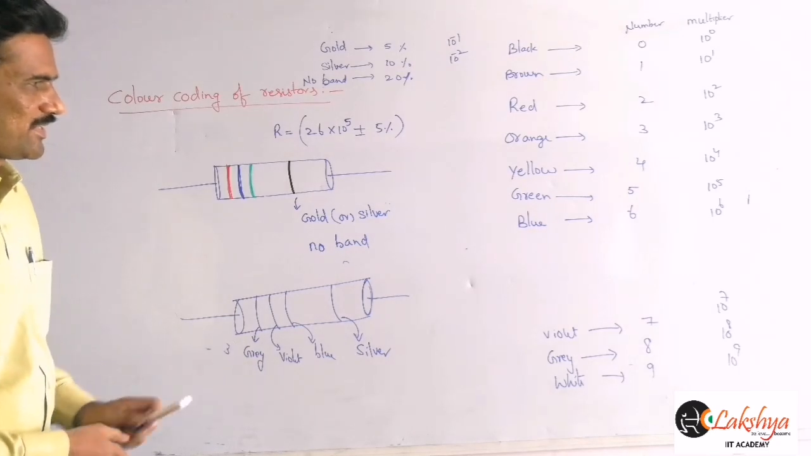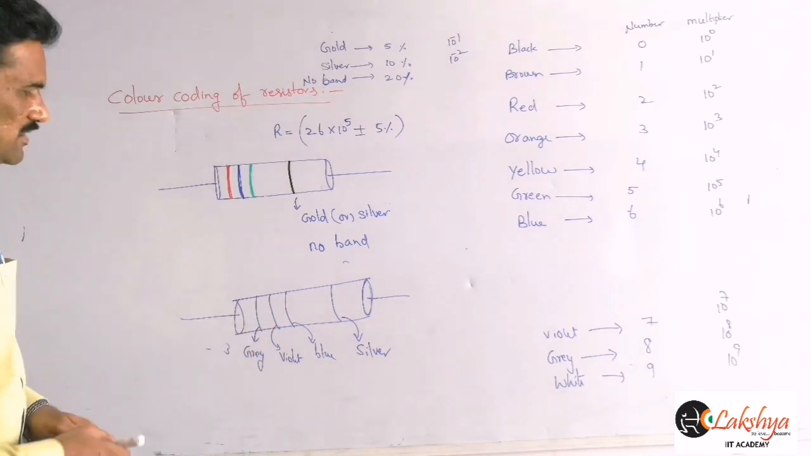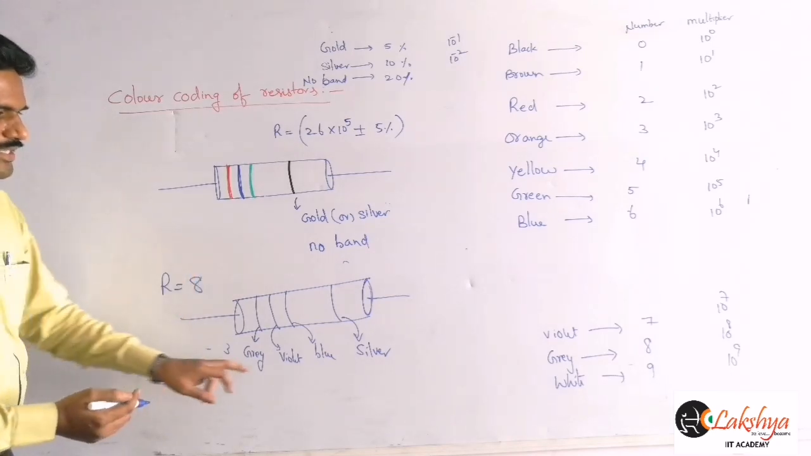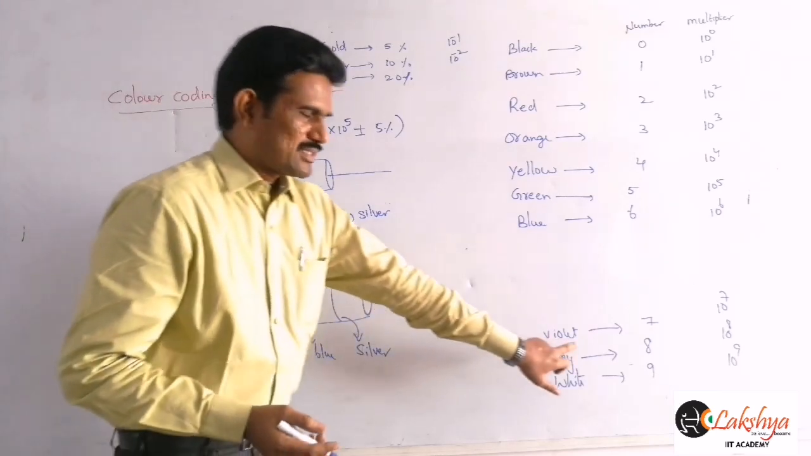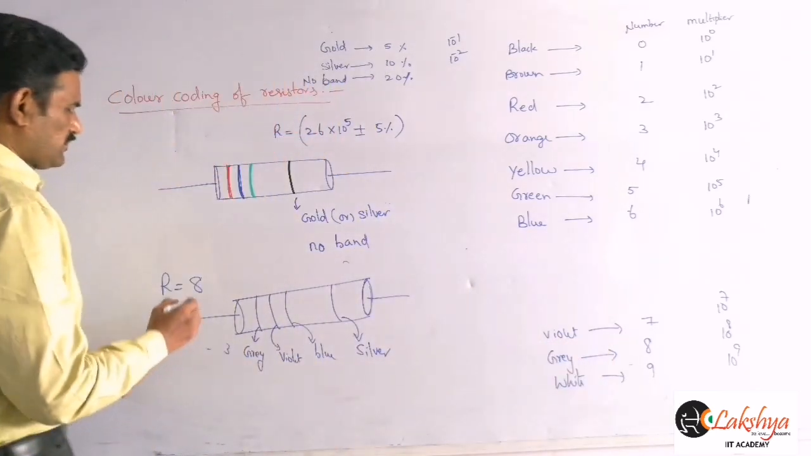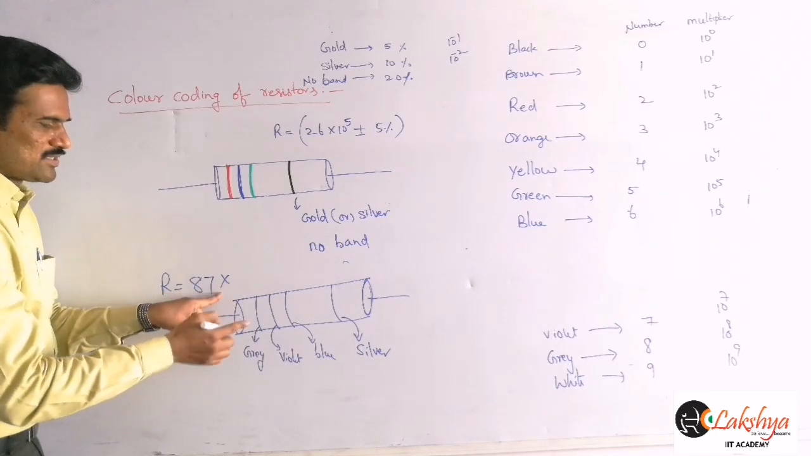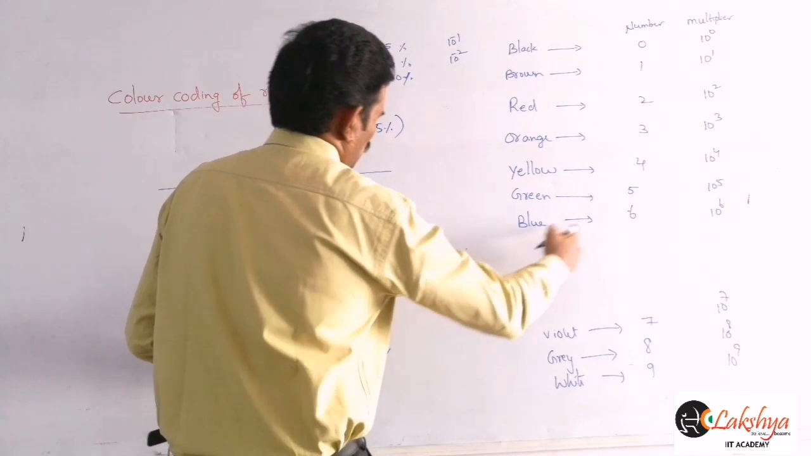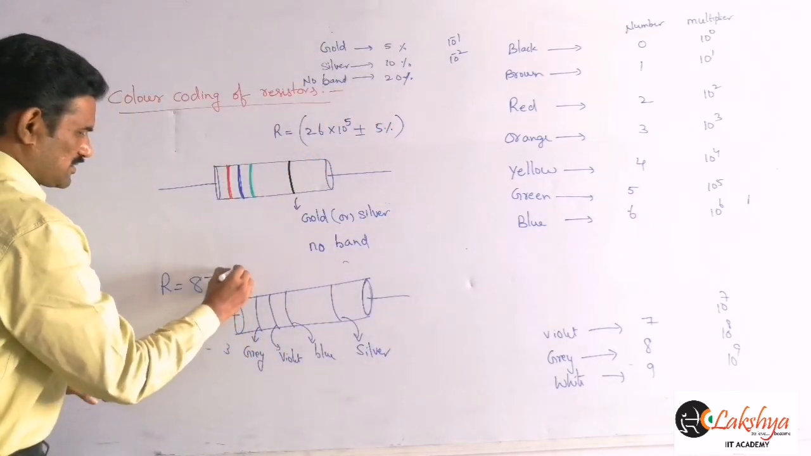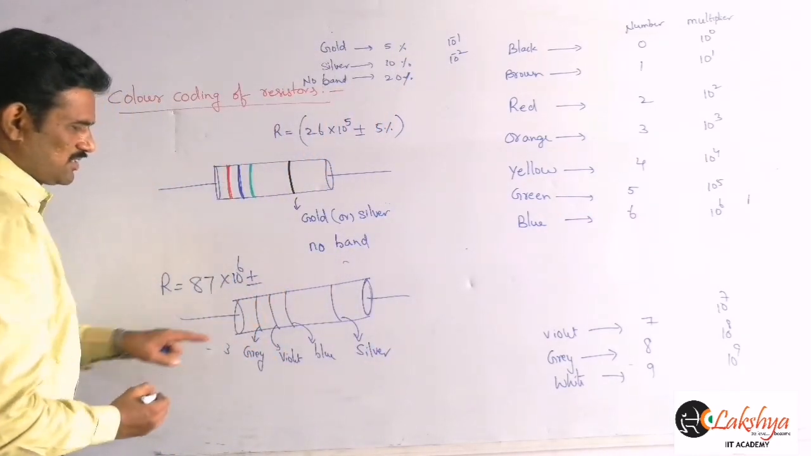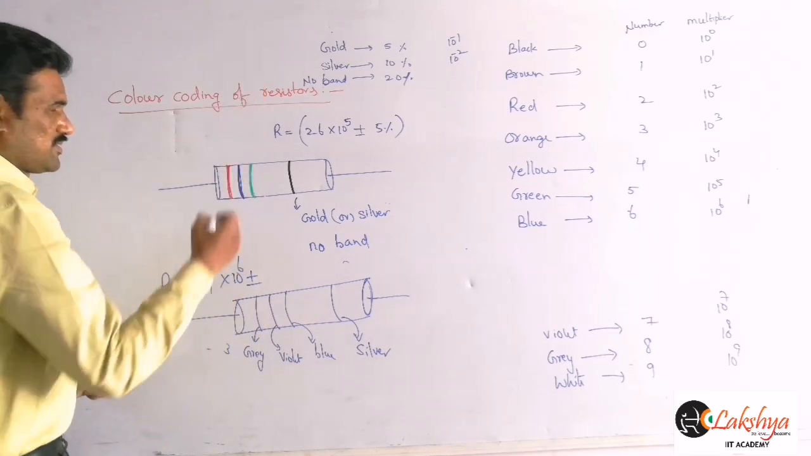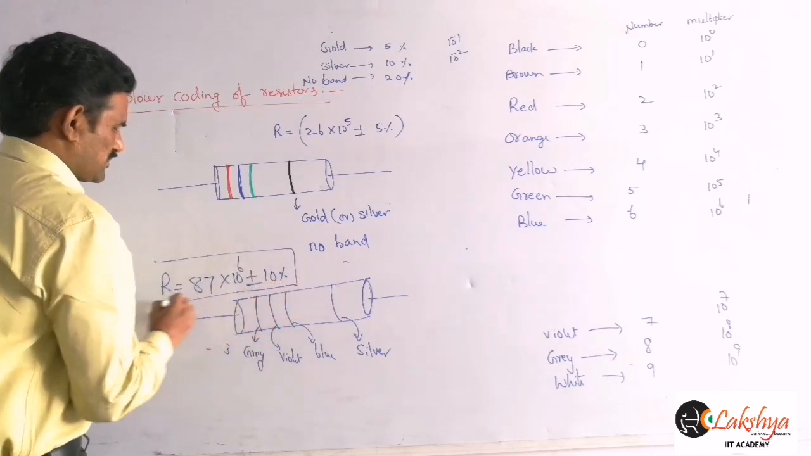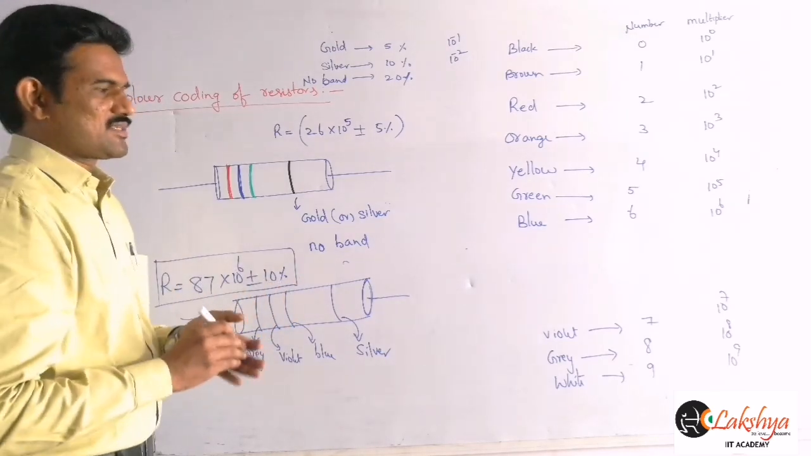So the first one is gray. We know gray means 8, so this will represent the significant figure. That means it is 8. The next one is violet. Violet is the second significant figure, that is 7. The third band is the 10 power multiplier. The third band is blue, and blue means 6, so it is 10 power 6. Plus or minus: the fourth band is silver, and silver means 10%. So this is the resistance of this band. Like that we need to write the resistance values.